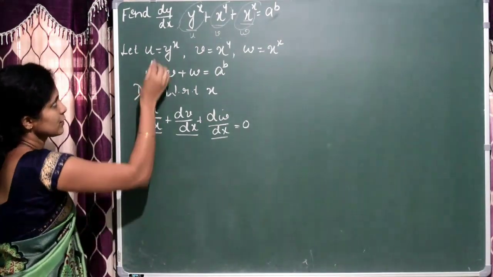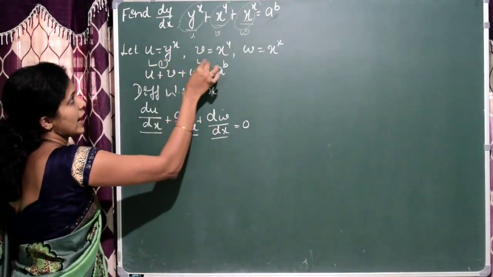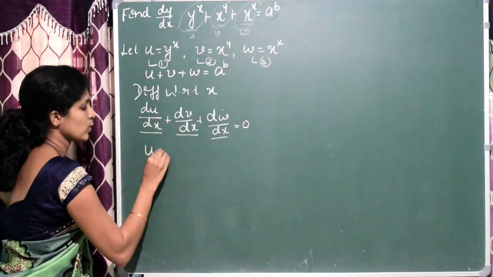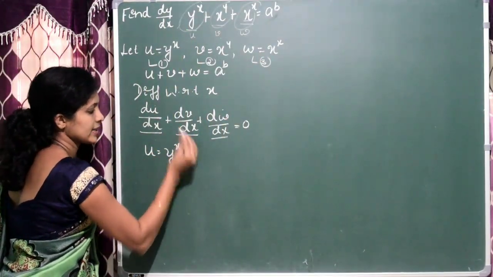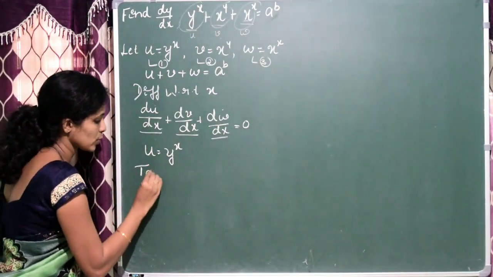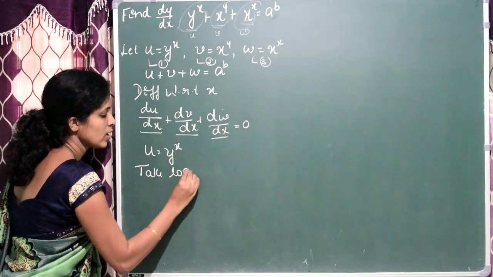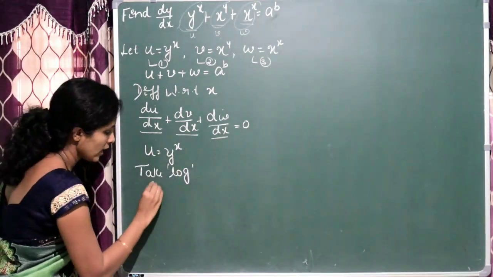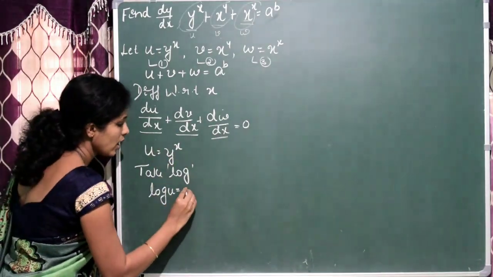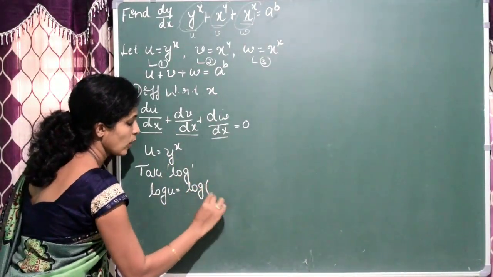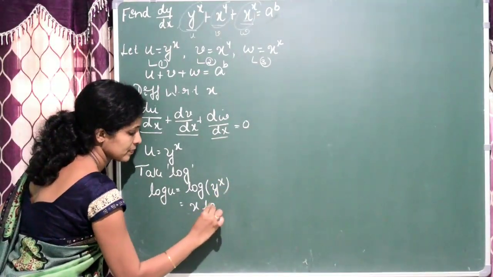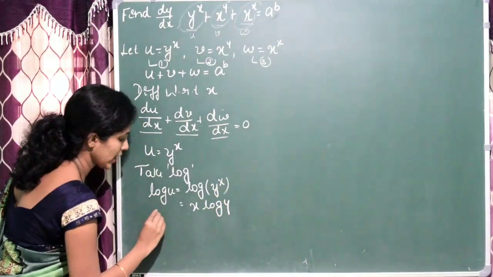First we will consider the first equation. I will consider this as 1, this is 2 and this is 3. First we'll consider u is equal to y to the power x. Both are variables, so what do you have to do? Take log on both sides. So now log u is equal to, directly you can write, x log y, or else log of y to the power x, which is equal to x log y. Yes, log u is equal to x log y.